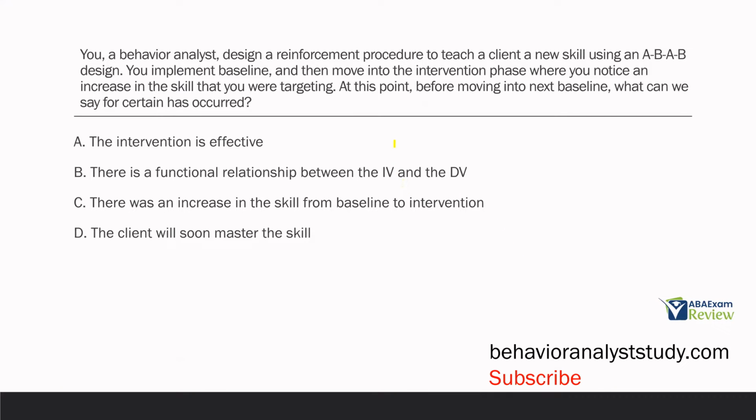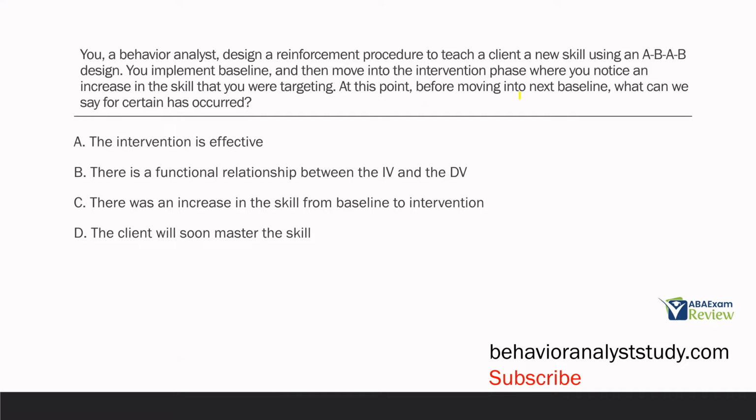You, a behavior analyst, design a reinforcement procedure to teach a client a new skill using an ABAB design. You implement baseline and then move into the intervention phase where you notice an increase in the skill that you were targeting. At this point, before moving into next baseline, what can we say for certain has occurred?